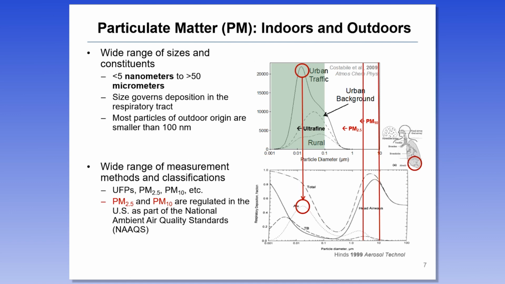And we measure and classify particles based on a wide range of sort of measurement methods and metrics that we use. I've already mentioned these small particles, less than 100 nanometers. We usually refer to those as ultrafine particles. But then you're also probably more familiar with PM2.5 and PM10, which is the mass of particles smaller than 2.5 micrometers in diameter and 10 micrometers in diameter. These are regulated in the United States as part of the National Ambient Air Quality Standards. So we measure these all over the United States and elsewhere in ambient environments.